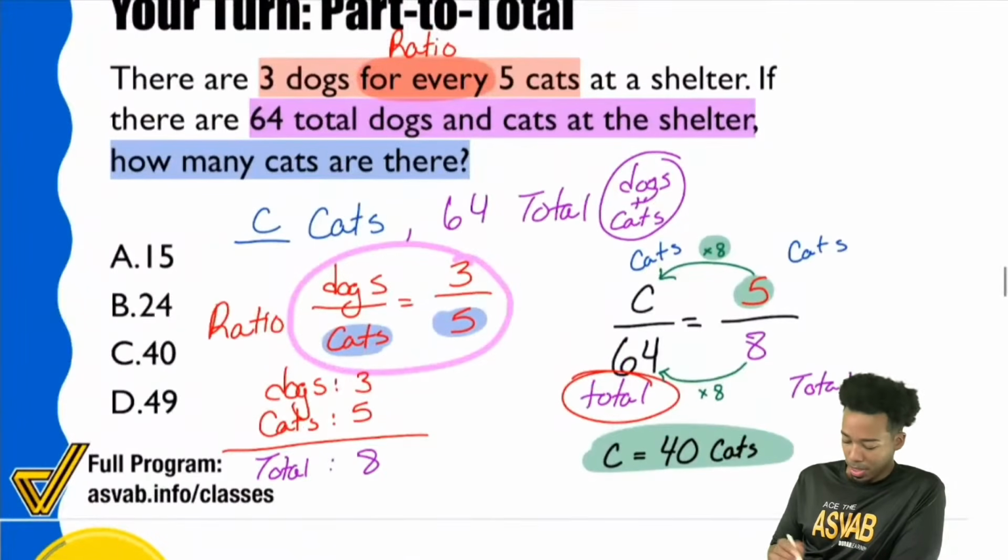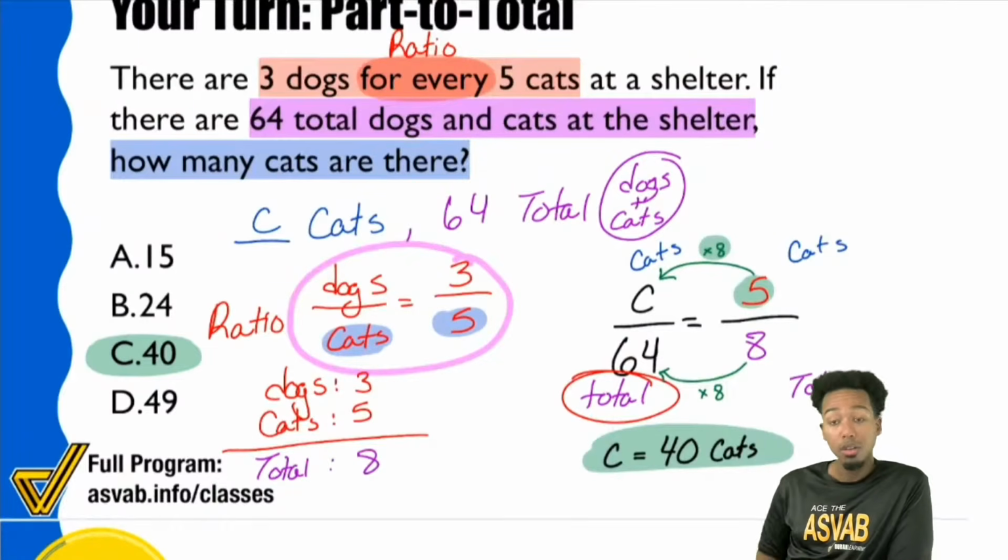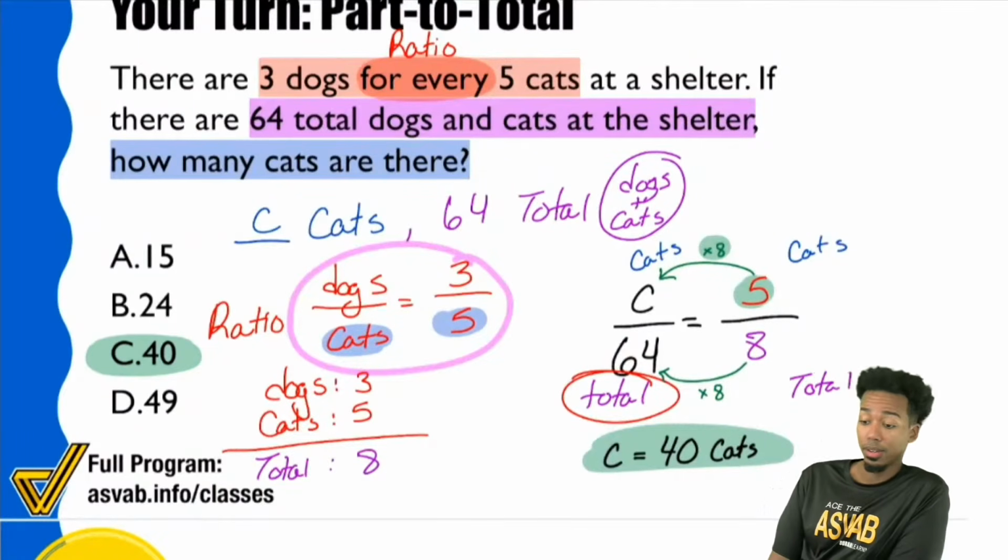Booyah. And there we are, C, 40. And there we have that. So I'm going to move over to give you guys a chance to take a screenshot there as well.